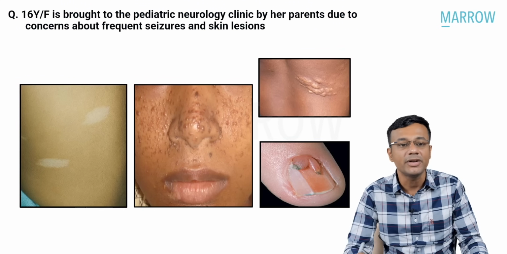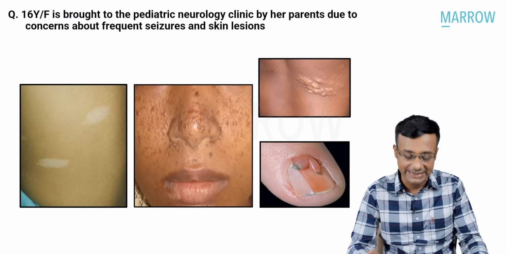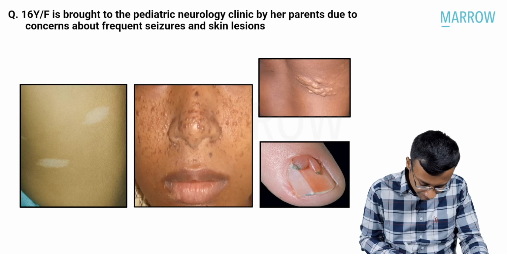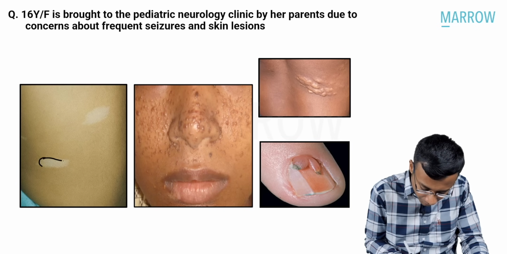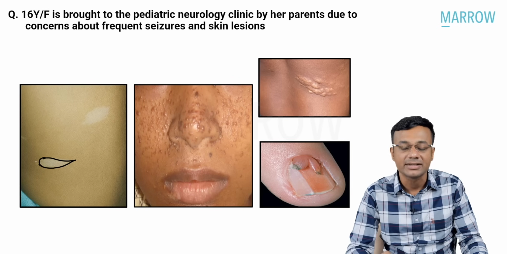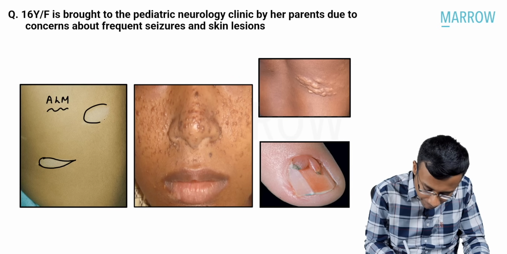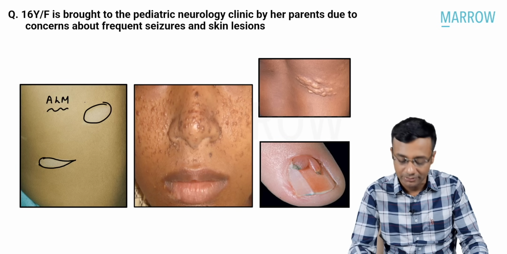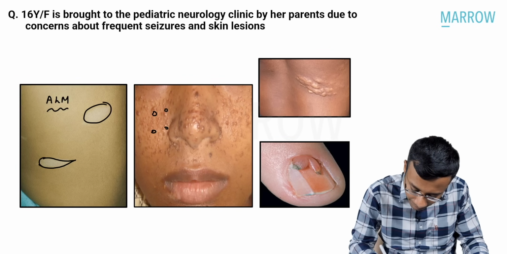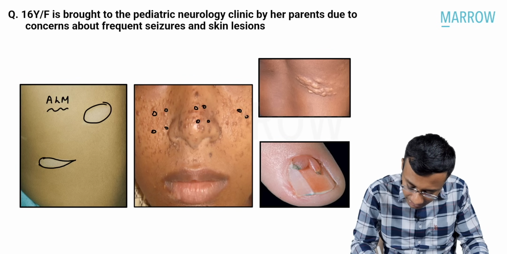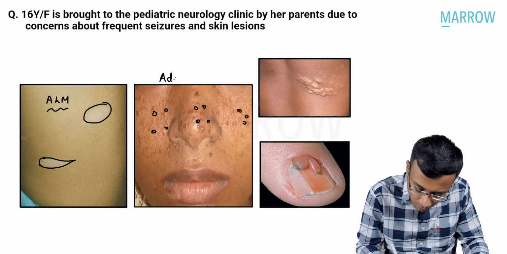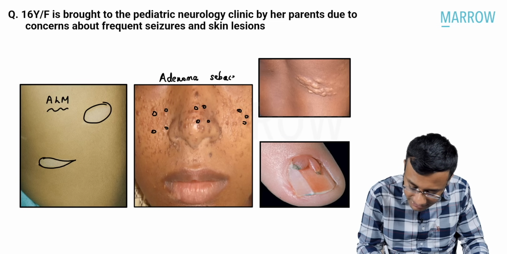Next, we have a 16-year-old female who is brought to the pediatric neurology clinic due to concerns about frequent seizures and skin lesions. So what do we see here, everybody? You can see the presence of lesions oval on one side, pointed on the other side. These are referred to as ash leaf macules. They are hypopigmented skin lesions. Then you have these reddish brown papules distributed over the nose and the malar area. They are called adenoma sebaceum.